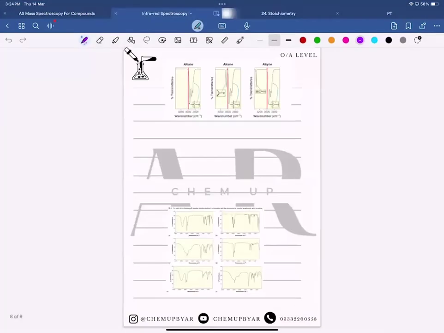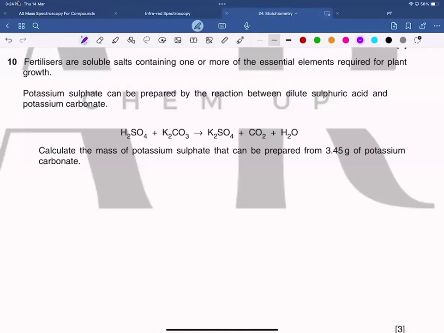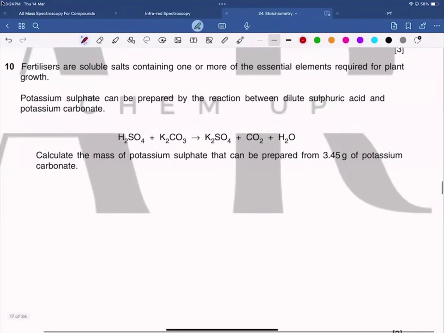32. So here I'm writing the Ar values: hydrogen 1, sulfur 32, oxygen 16, potassium 39, carbon 12. Did I miss anyone?